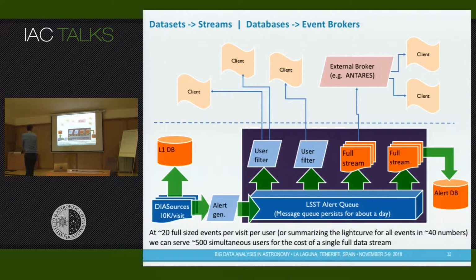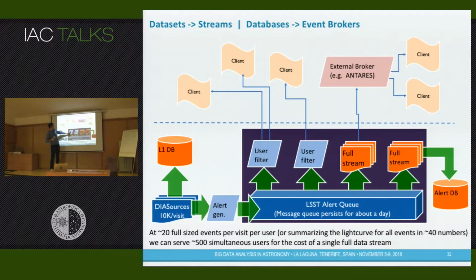So this is how that is likely to look. I have about 10,000 sources per visit. Alerts get generated. They get put into an alert queue, and then we have full streams that get sent to external, what are called brokers. I'll say in a bit what that is. And we have something that are called user filters. And this is where you declare what is it that you're interested in. Are you interested in a very pure stream?